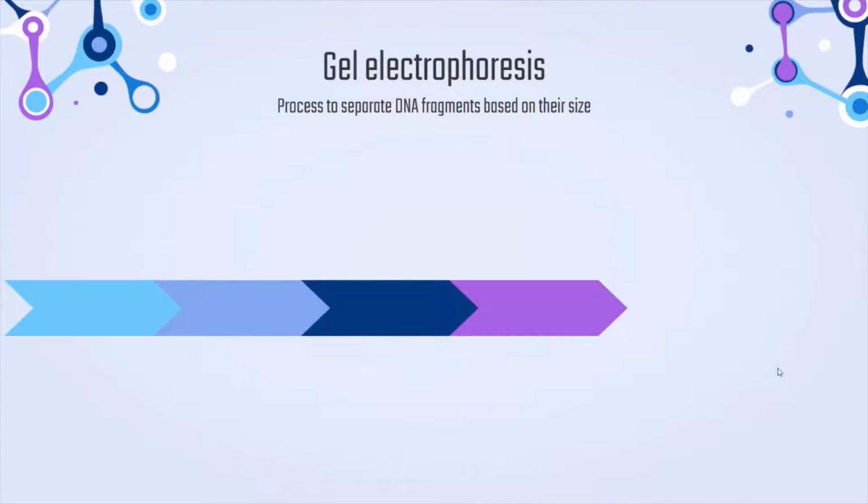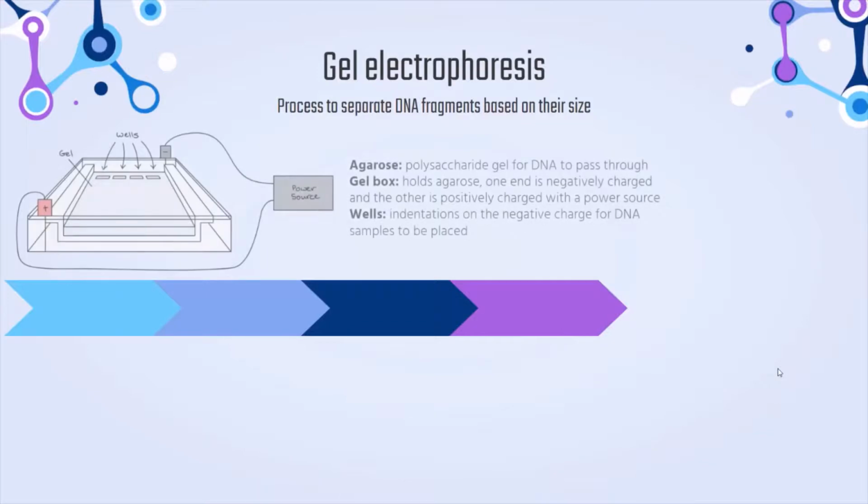Gel electrophoresis is a process to separate DNA fragments based on their size. So here is some basic terminology for the parts involved in gel electrophoresis. An agarose is a polysaccharide gel in order for DNA to pass through. The gel box holds the agarose, and one end will be negatively charged and the other is positively charged, and it is charged through a power source. And the wells are indentations on the negative charge for the DNA samples to be placed.